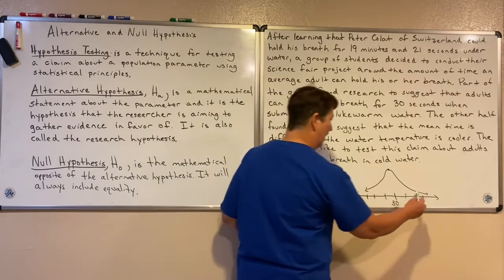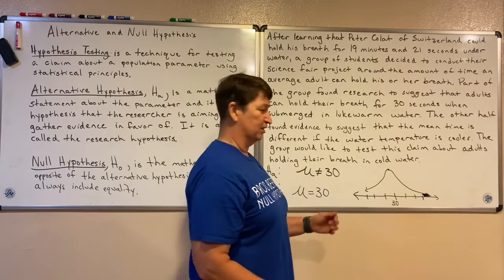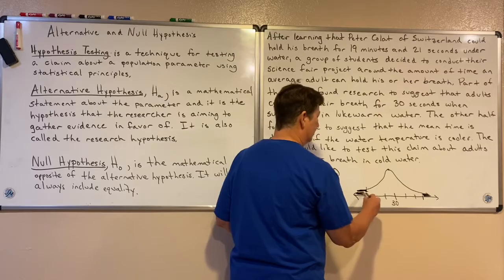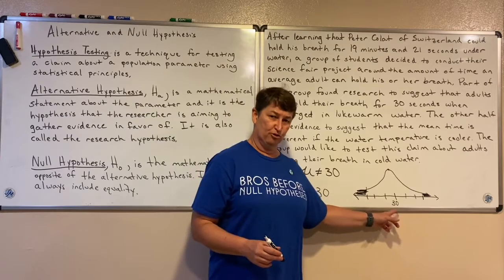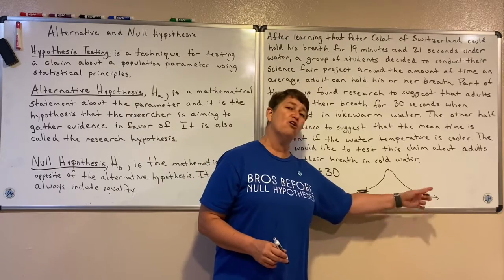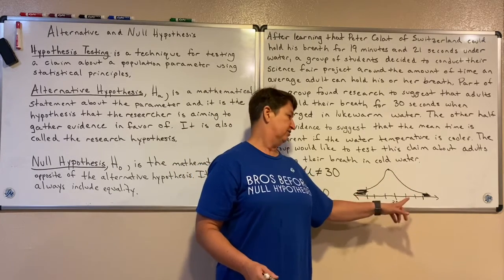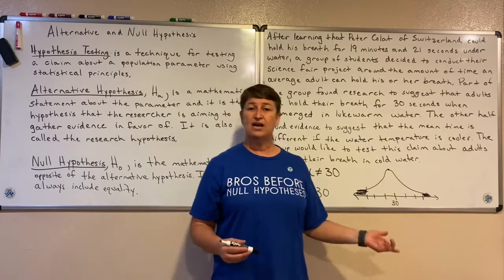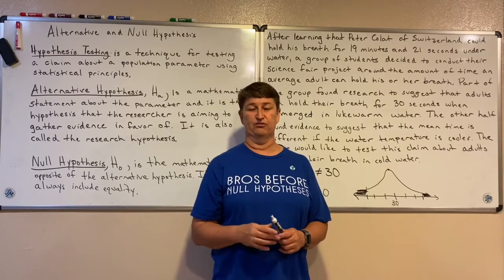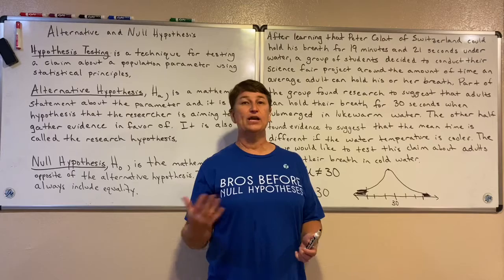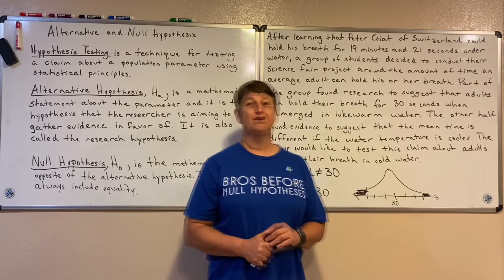But if I get something way out here, then all of a sudden I start thinking maybe that mean is incorrect. Or if I get something way down here, then I start thinking, something's a little bit weird. Maybe the mean is not 30 seconds, because that would happen so rarely. It could happen, but it would be evidence against that 30 seconds. So that's kind of what we mean, that beginning piece of doing a hypothesis test. The first thing we have to do is determine what our alternative hypothesis is, and then from that, what our null hypothesis is.